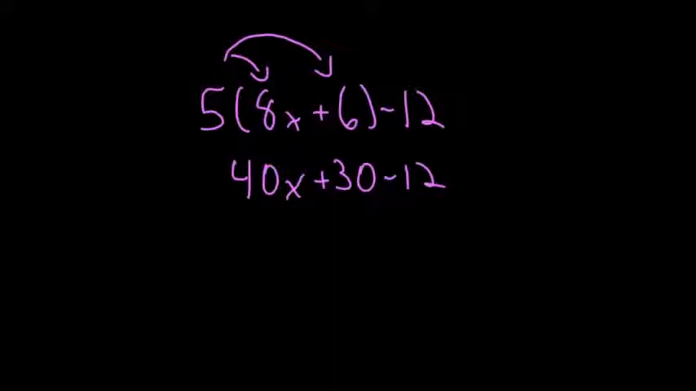Now I combine my like terms, which here I just have integers. So that 40x just comes down, and then I have 30 minus 12, which is going to give me 18. So my simplified expression there is 40x plus 18. And again, I can't combine my x's and my 18's because x's are variables, 18 is an integer.